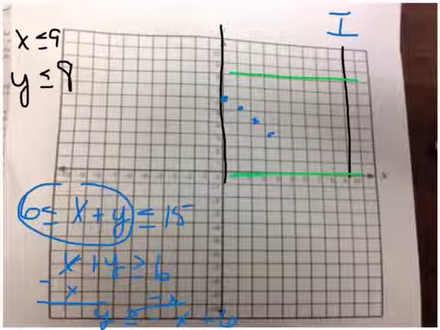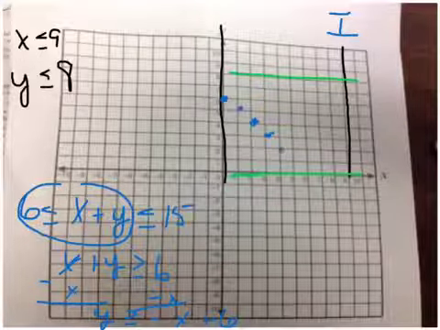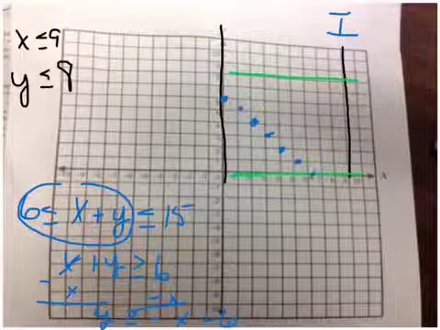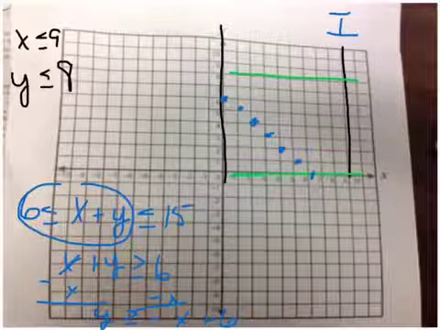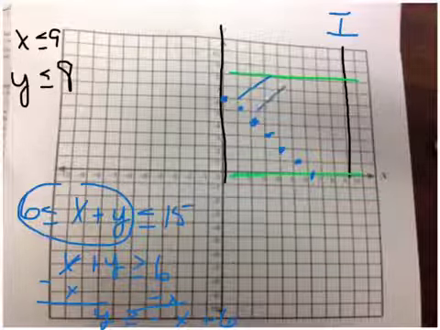Down 1 to the right 1, down 1 to the right 1. I wish it would pick up where I'm putting my finger. Down 1 to the right 1, down 1 to the right 1. Okay, so it's bigger than that. So now I know it's above this blue line. Okay, so let me go ahead and shade that with those little marks here.